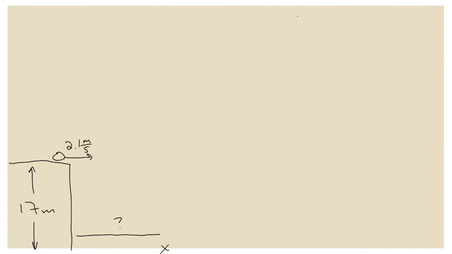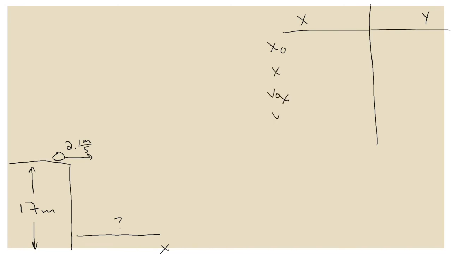So making our chart here, make the x column and the y column, and we'll have x naught x, v naught x, vfx, ax, and tx. Of course, we don't need to label that as tx because time is a scalar. And then y naught, y, v naught y, vfy, ay, and t.